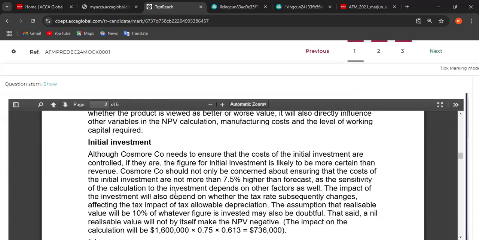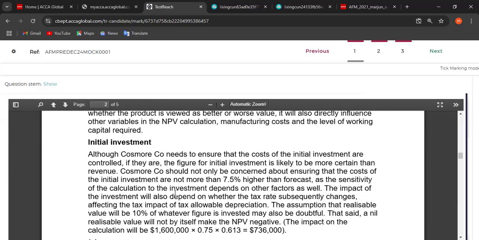Now, initial investment. Cosmore company needs to ensure that the cost of initial investment is controlled. If they are, the figure for initial investment is likely to be more certain than revenue. Cosmore company should not only be concerned about ensuring the cost of the initial investment is not more than 7.5% higher than the forecast, as the sensitivity of the calculation of the investment depends on other factors as well.